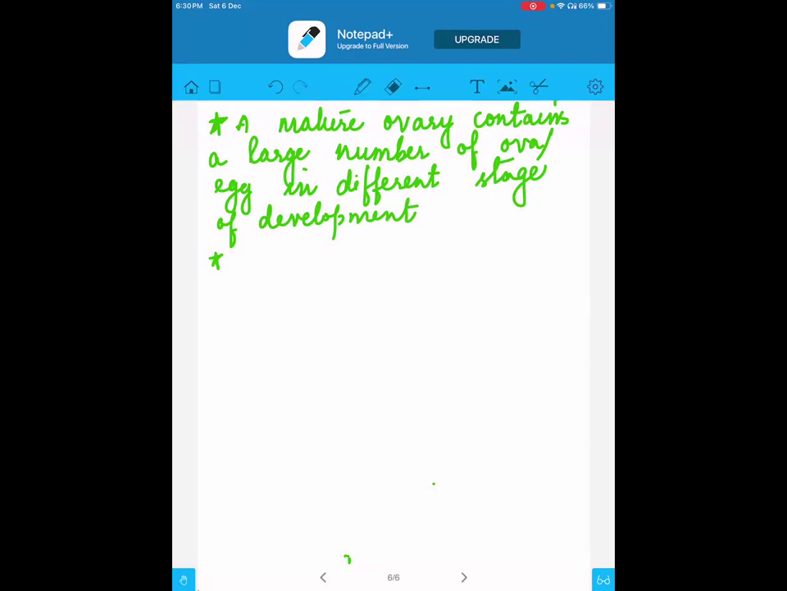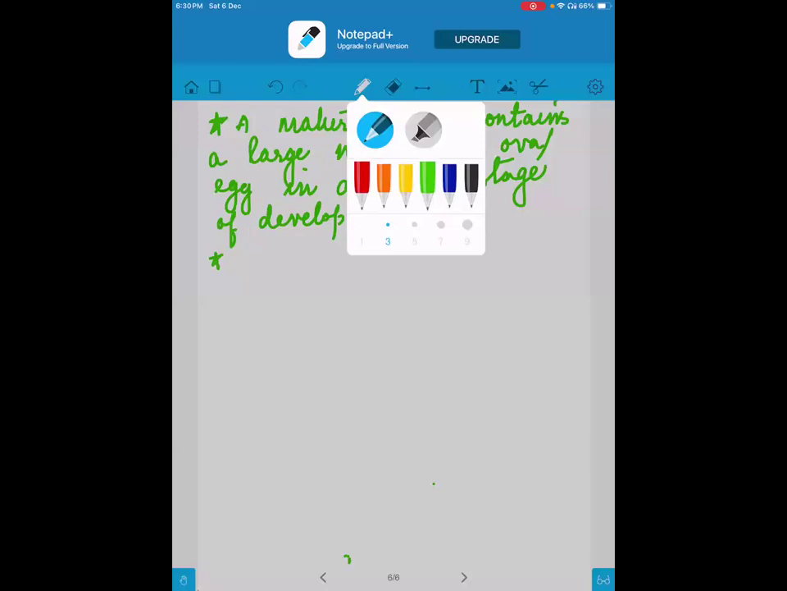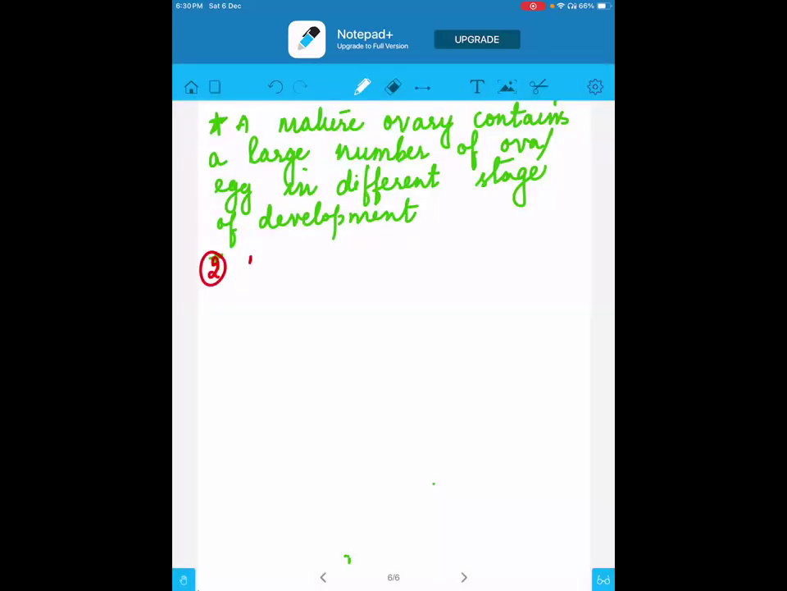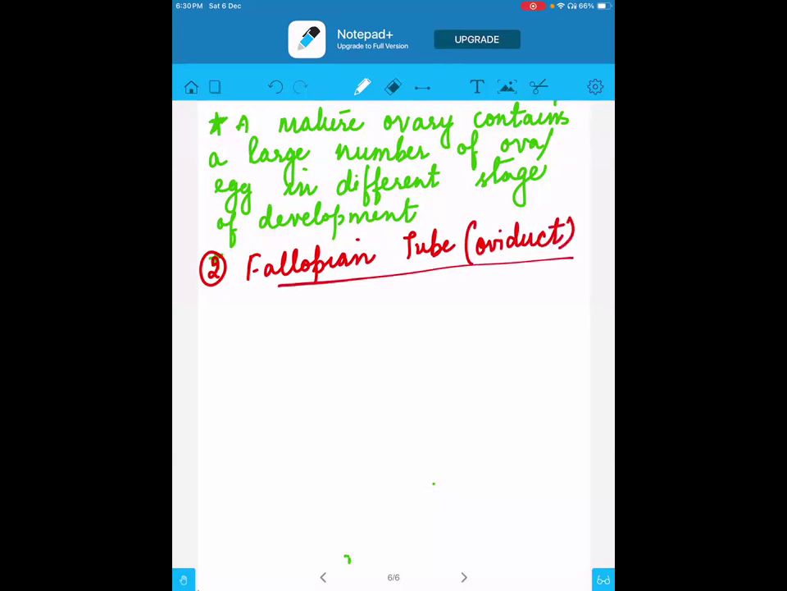The next part, the second part, is the fallopian tube. This fallopian tube is called the oviduct. This question they ask almost every month. Either they ask the other name of the fallopian tube, which is oviduct, or they ask you to write its function. The function is very simple. The fallopian tube, or oviduct, helps in the fusion of the male and female gamete.